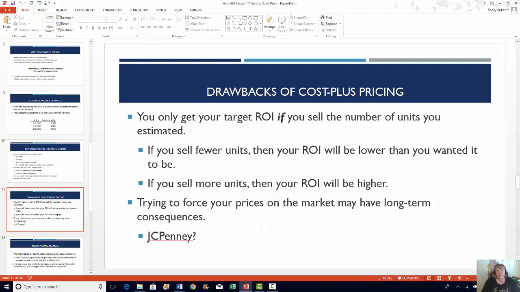So Penny's got a new CEO, and he decided to cut costs. He would eliminate that ad setting process, and they would mark down all their goods to the price that they normally went on sale for.